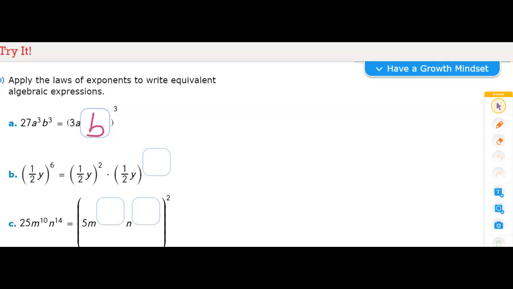So that would be that, and just to show you what that looks like written out, 3ab times 3ab times 3ab, and then this is the full expanded, and then it will simplify to this. But this is how it could start, and then you could put all the 3's together, all the a's and b's, and then that's how you get this.